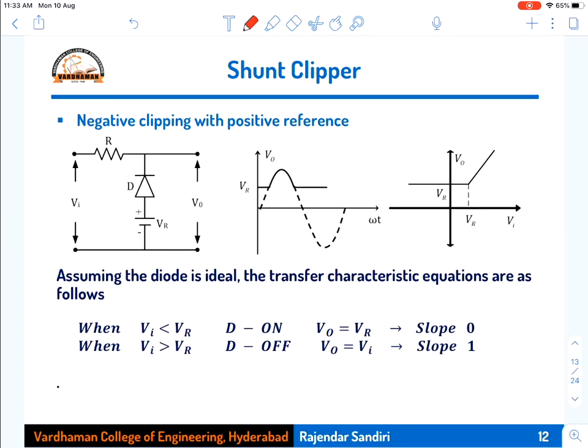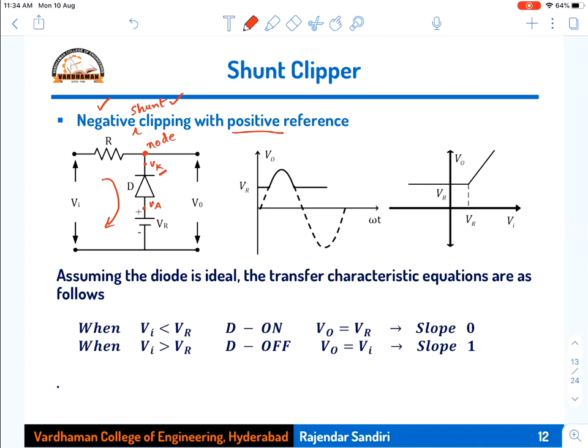Negative shunt clipper with positive reference. See, when we are taking the clockwise direction, which terminal of the battery are you encountering first? Positive terminal. That is connected to the anode of the diode, and the cathode of the diode is connected to this output node. So the node is connected to the cathode, therefore it is a negative clipper. The diode is connected in shunt between input and output, so it is a shunt clipper. And in the clockwise direction, the polarity of the battery encountered is positive, therefore it is a positive reference. So negative shunt clipper with a positive reference.